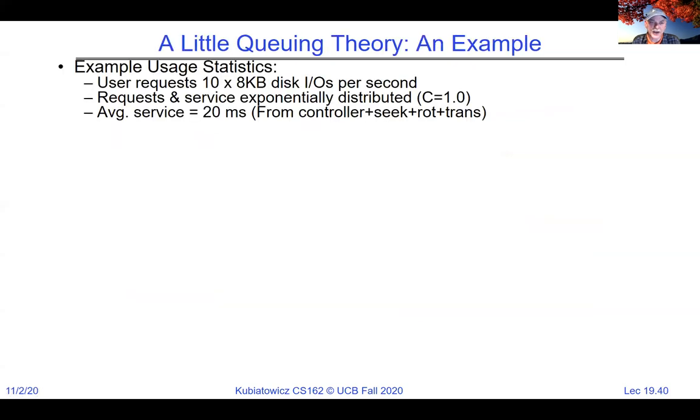So let me give you a little example here. So suppose the user requests 10 8K disk IOs per second. The request and service times are exponentially distributed. So that means that C is equal to 1. So exponentially distributed, memoryless, those two are the same thing, right? Average service time at the disk is 20 milliseconds, which I'm going to say is controller plus seek plus rotational plus transfer added together on average will be 20 milliseconds.